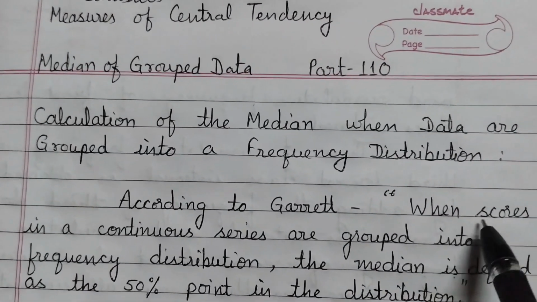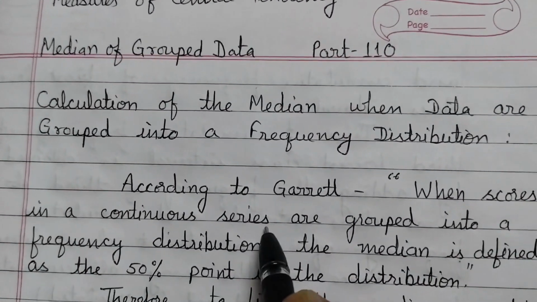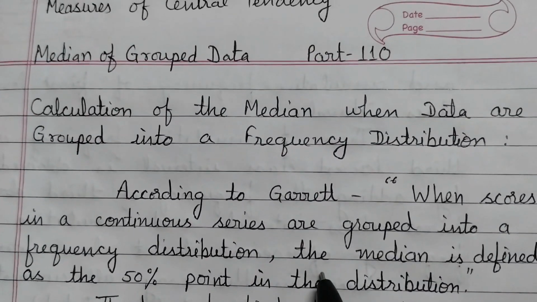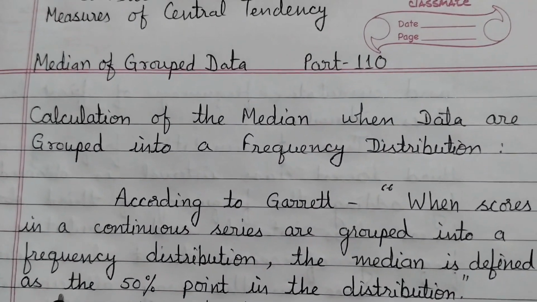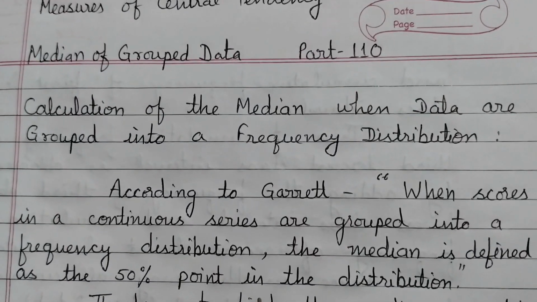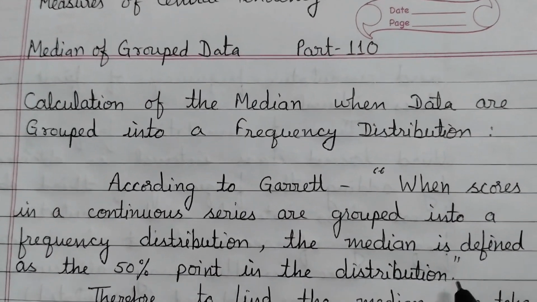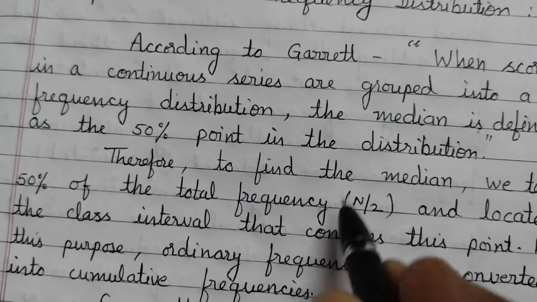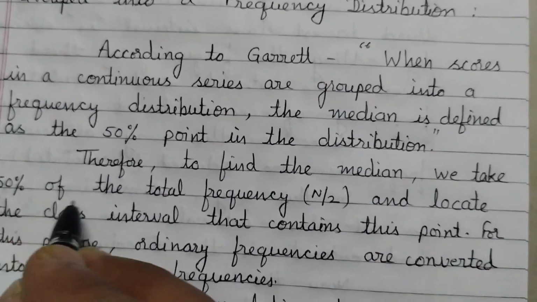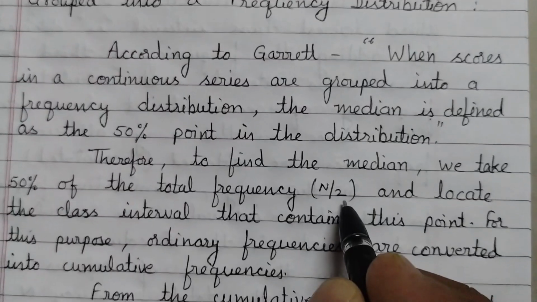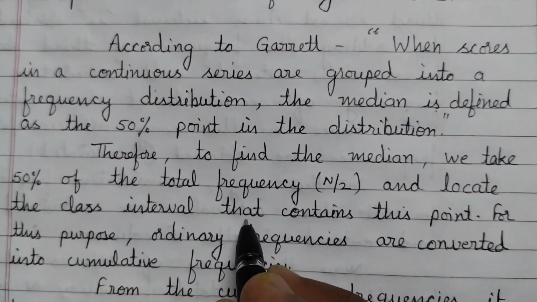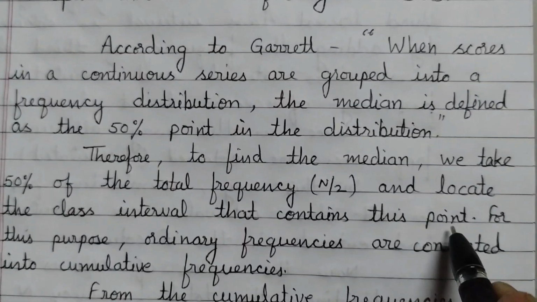According to Garrett, when scores in a continuous series are grouped into a frequency distribution, the median is defined as the 50% point in the distribution. So this is defined by Garrett. Therefore, to find the median, we take 50% of the total frequency, that is n by 2, and locate the class interval that contains this point.